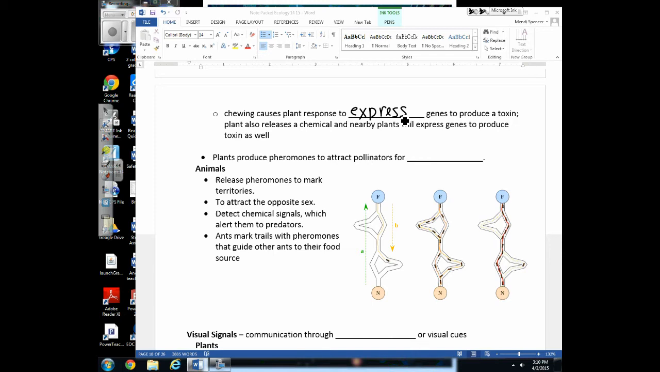Lots of times in this situation, those plants will produce a toxin, but they're also releasing other chemicals that are warning nearby plants that aren't getting preyed upon that there's a predator in the area. And those plants will actually express those genes as well and go ahead and start producing those toxins, so they're not going to be preyed upon by those herbivores. Plants can also produce chemicals or pheromones to attract pollinators for reproduction purposes.